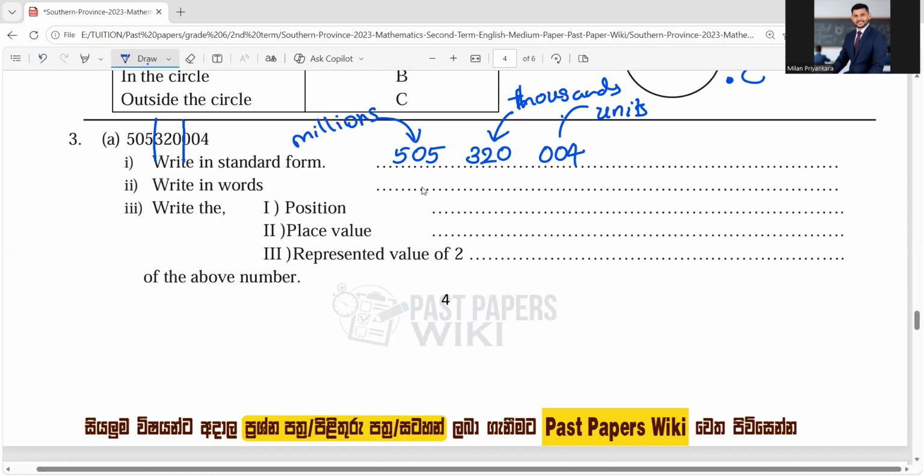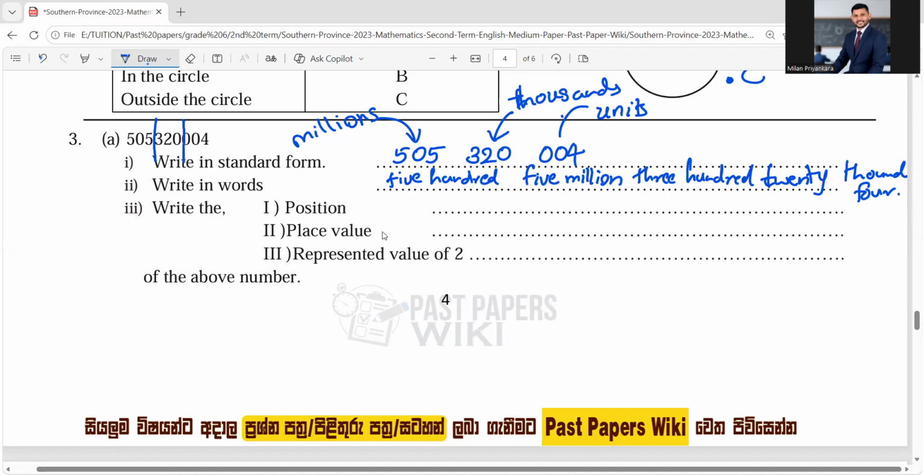Okay, now you can write how many millions? 505 million. How many thousands? 320,000 and 4. Okay, this is the answer.